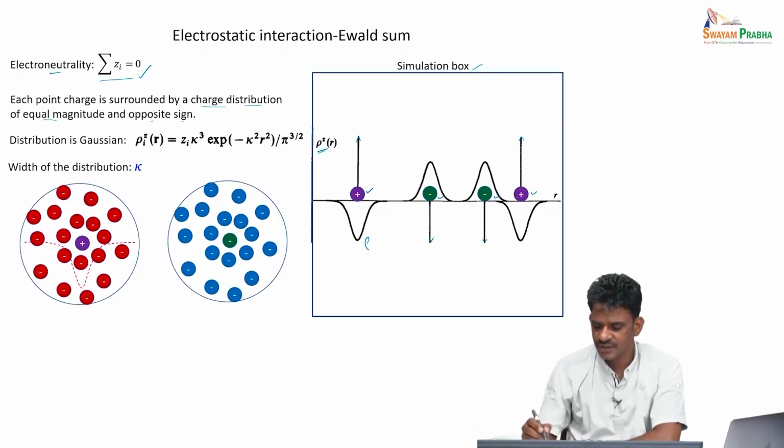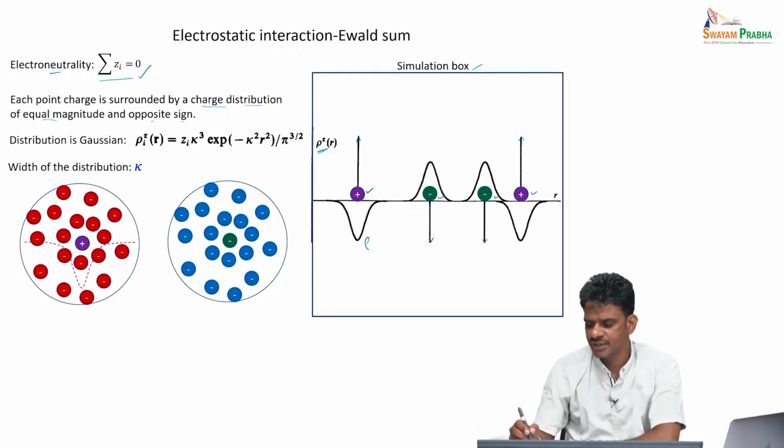So for each charge, we are basically superimposing an imposed charge distribution of equal magnitude but opposite in sign, and Gaussian-like in distribution. You can see for this particular positive charge, we have a negative charge distribution of Gaussian. For these two negative charges, we are including a Gaussian distribution of charges of positive sign, and the same thing for the last charges also.